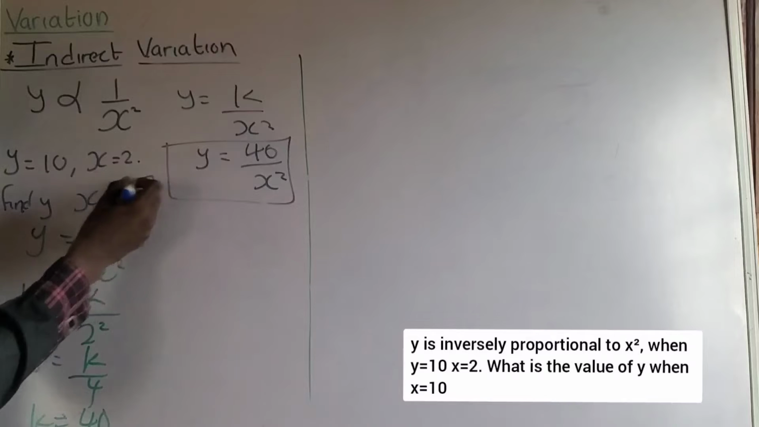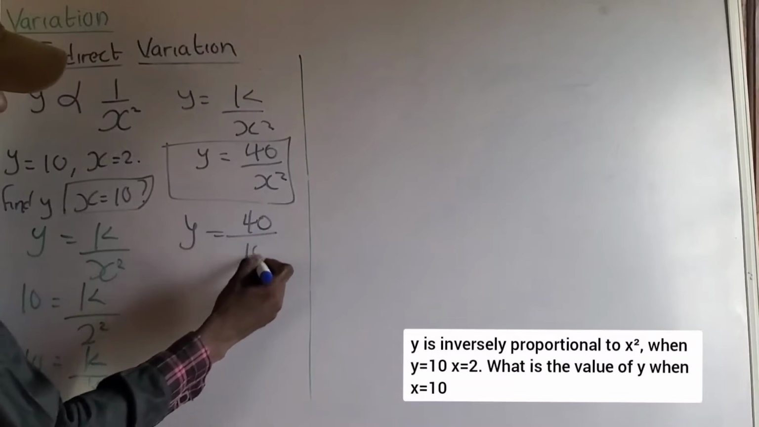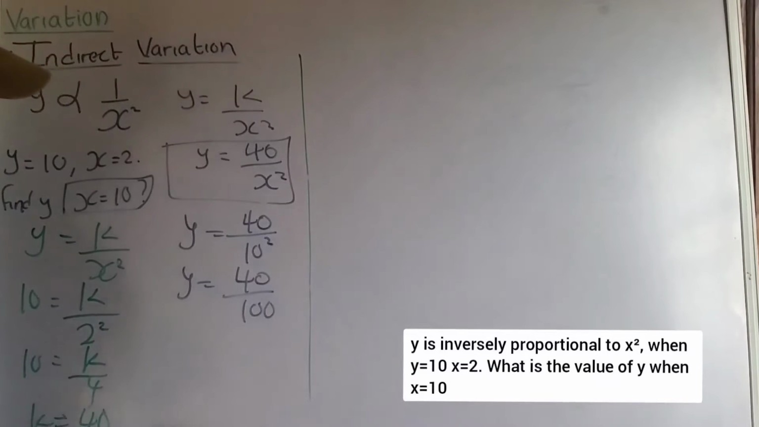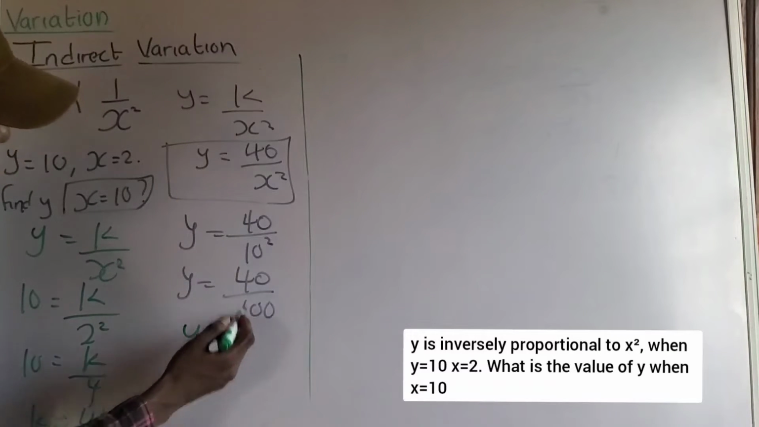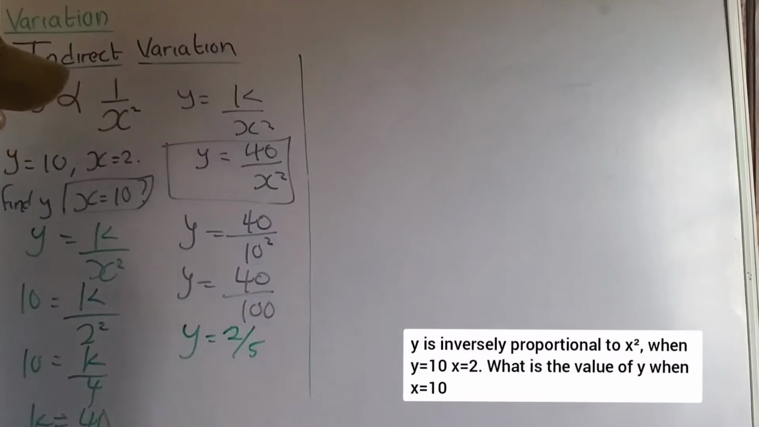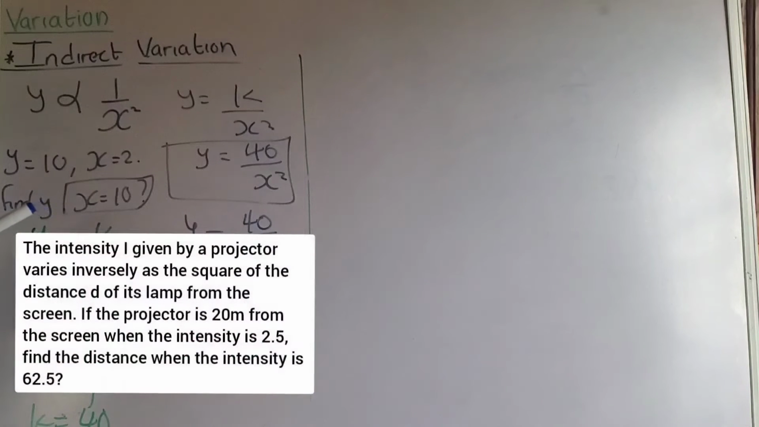Now, we are asked to find the value of y when x is 10. So I'm going to have y equals 40 over 10 squared. So y equals 40 all over 100. Do you understand? Okay? Now, having gotten to that point, reducing it to the lowest terms, we're going to have 2 over 5. That is the value of y. Now, for the next question, please kindly pay attention.